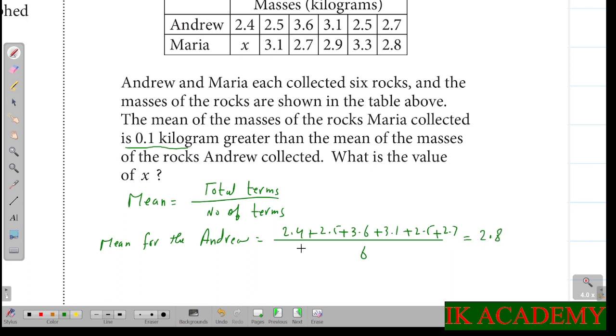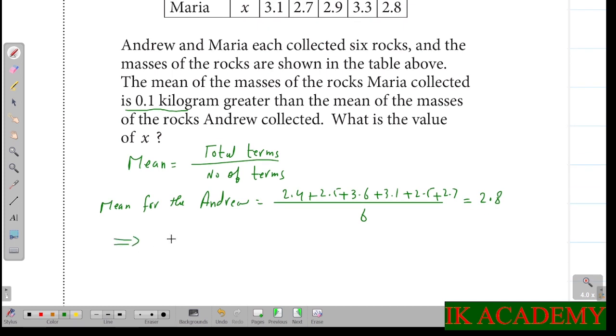The mean is 2.6. Maria collected 0.1 kg greater than the mean mass of rocks Andrew collected. This implies the mean mass of rock Maria collected is 0.1 kilogram greater than 2.8, which is the mean mass of Andrew. So 2.8 plus 0.1 is equal to 2.9.